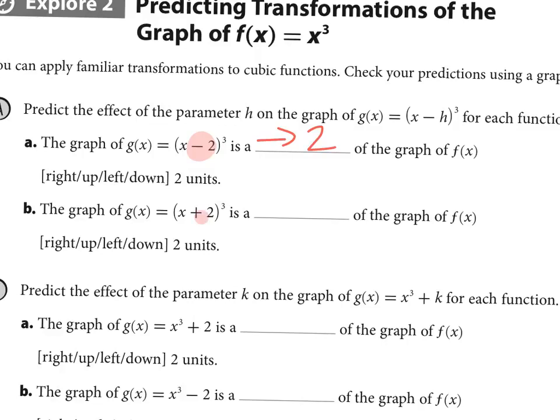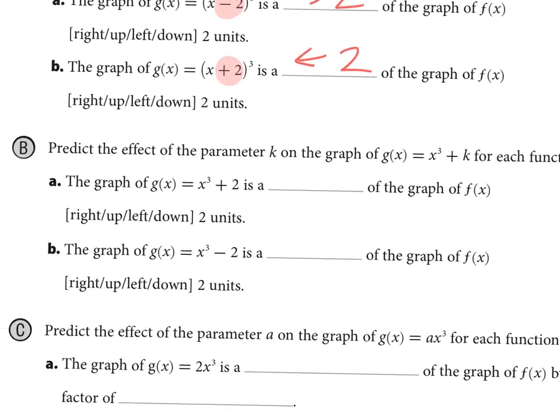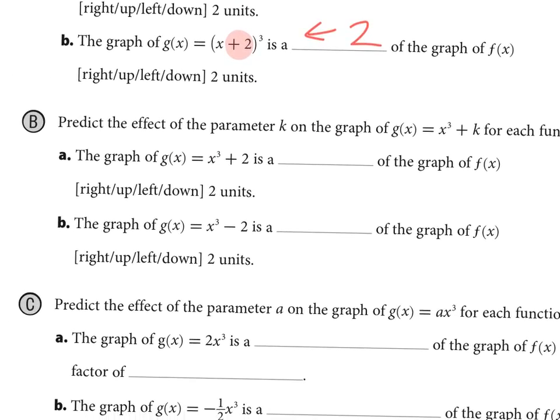Okay, what about the next one? g of x equals (x plus 2) cubed. So what's that plus 2 going to do? It's going to move it left 2 units. Okay. What about x cubed plus 2, the next one? What's that plus 2 going to do? Up 2. And then x cubed minus 2, what's that going to do? Okay.